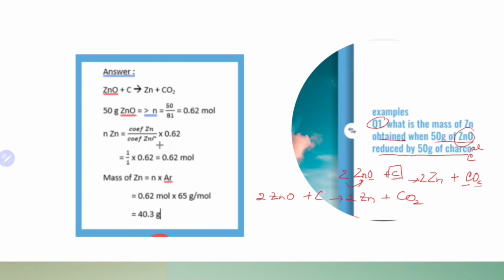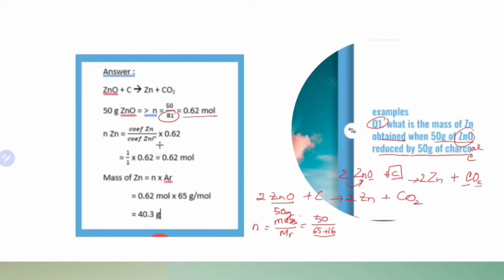Then the data is 50 grams of ZnO. Then we find out the number of mole, n, which is mass over mR. The mass is 50 and the mR is the Ar of Zn, that is 65, plus the Ar of oxygen, 16. So the mR is 81. So the number of mole is 0.62 mole.